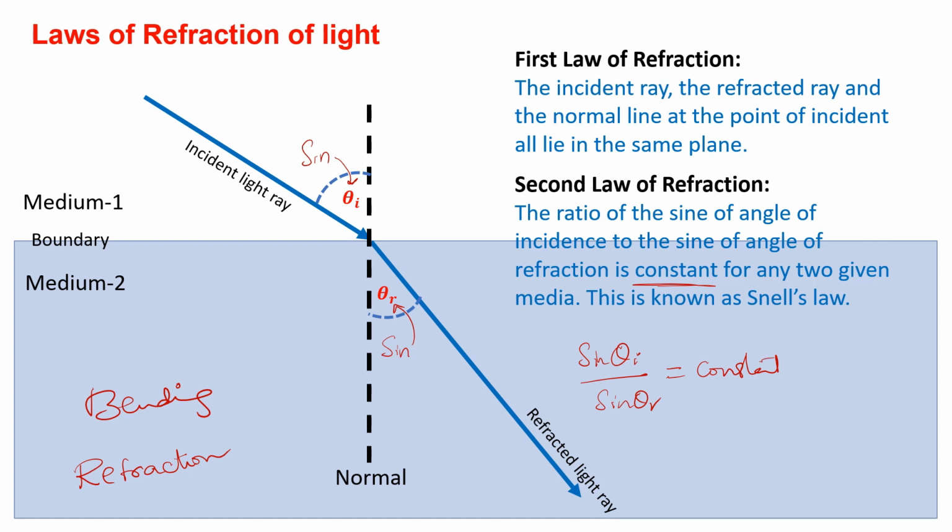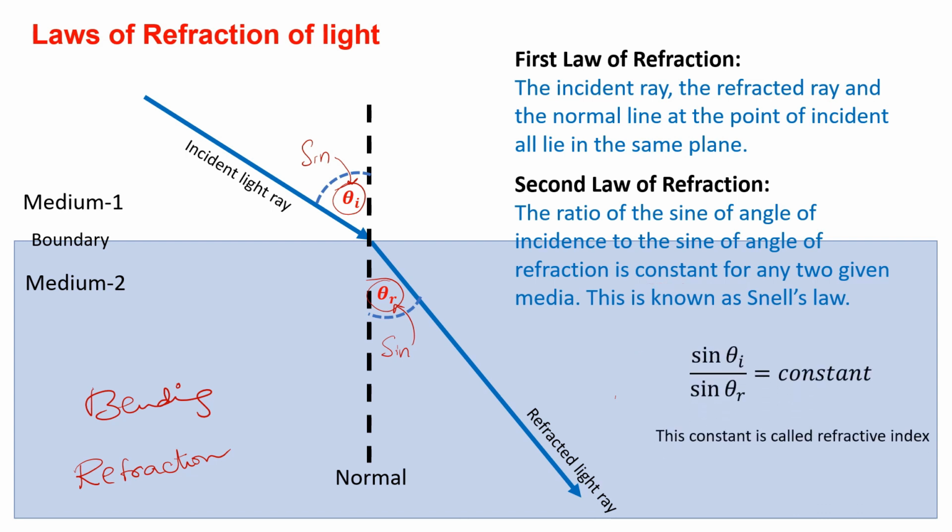Constant. Whatever be the value of theta I, whatever be the value of theta R, if you are taking this ratio, this is always constant. And this constant is generally known as refractive index. Let's discuss more about this refractive index.